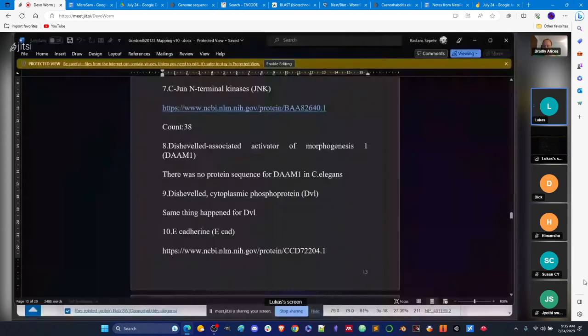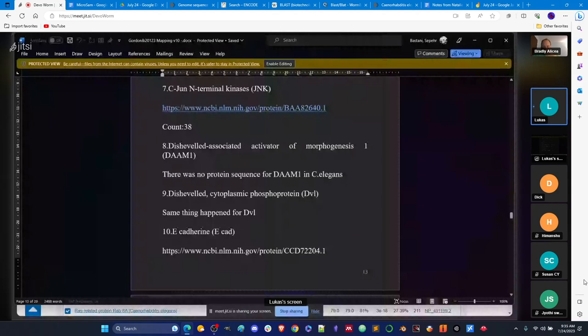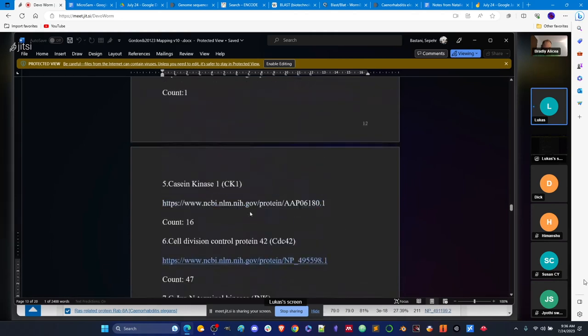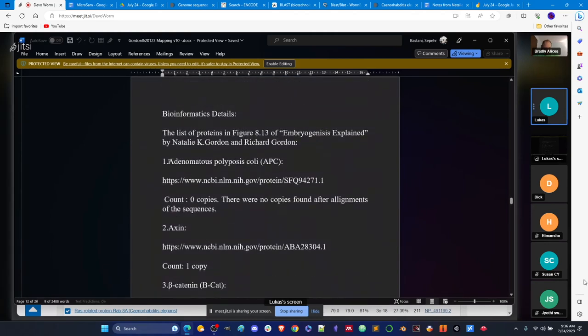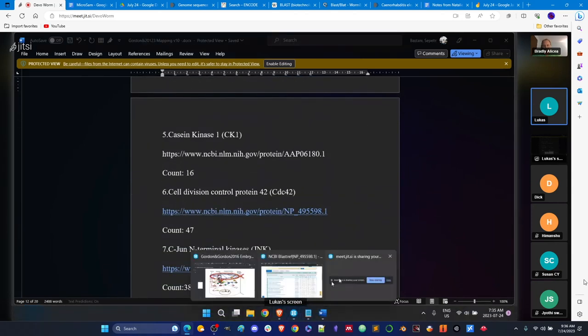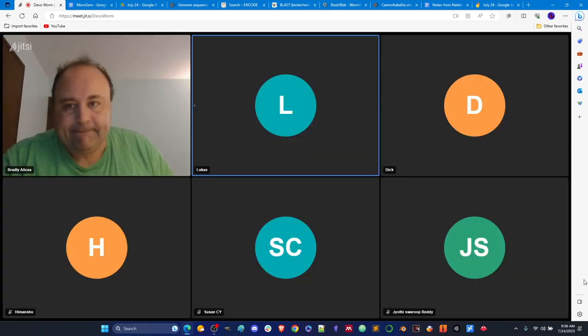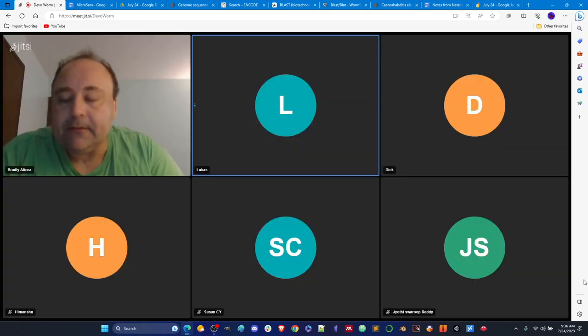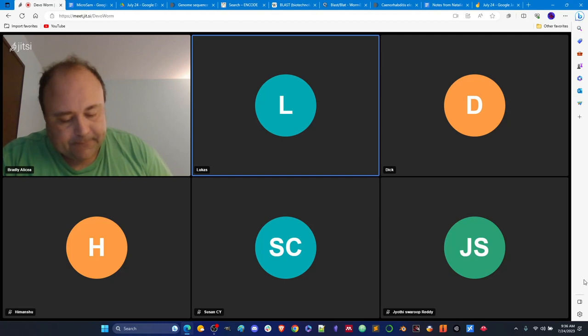So for example, for DAAM1 and the Dishevelled protein, I could not find any results. And for APC, I think since the amino acid sequence was too short, it didn't find any copy. So for some of the proteins, I could not even find the sequence. That's, I would say, a limitation to this procedure that we're doing. But yeah, that's technically what I did.